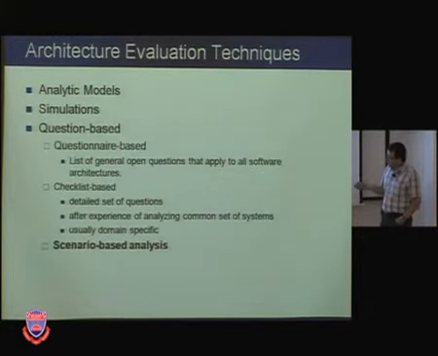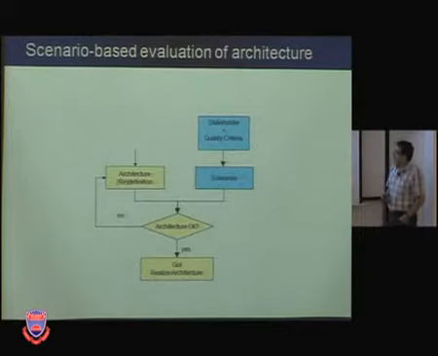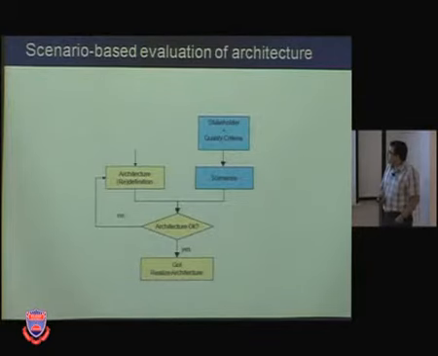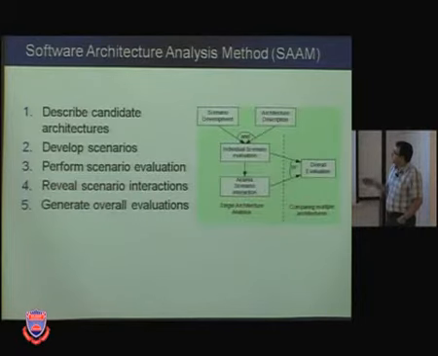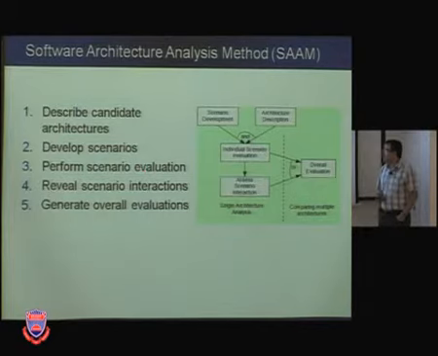Again, this is a summary. We have seen different architecture evaluation techniques, among which the scenario-based analysis approach has been explained. As we had said, after the architecture definition, we derive scenarios based on the stakeholders and evaluate the architecture with respect to the scenarios. Once the architecture meets the scenarios, we realize it; if not, we have to redefine. We have seen this approach consisting of 5 steps: describe architecture, develop scenarios, perform scenario evaluation, review scenario interactions, and generate overall evaluations.